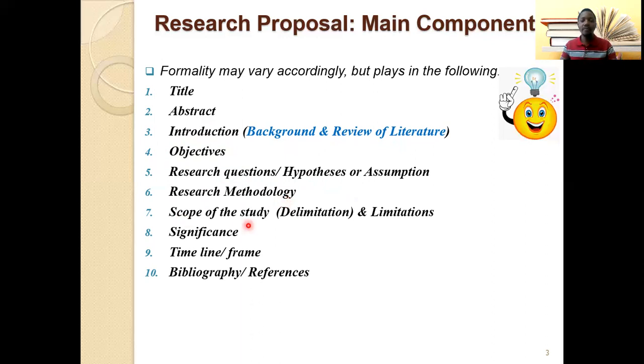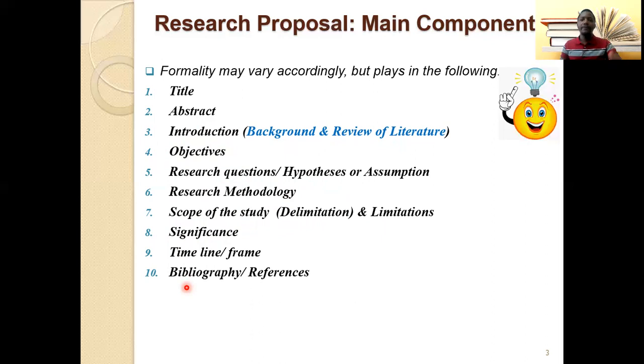We have the scope of the study, sometimes called the delimitation, and the limitations of your study that you need to predict. Then we go to number 8, which is the significance, after which we have the timelines or time frame, the tentative time bound within which you are going to carry out your study, from this time to that time. You need to be specific. And we end up with the references or bibliography.